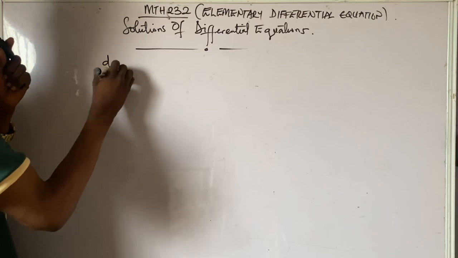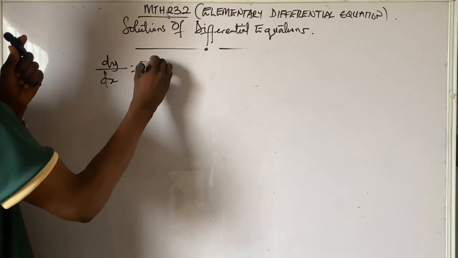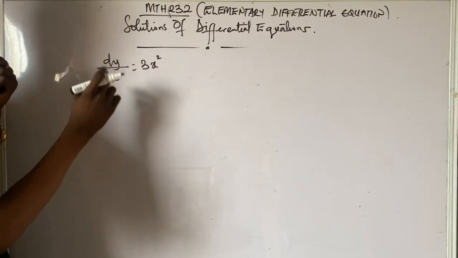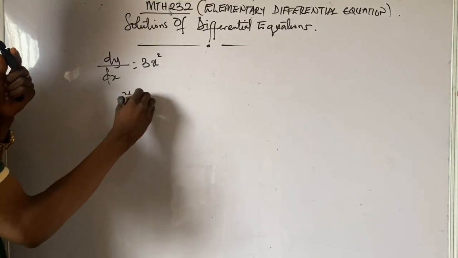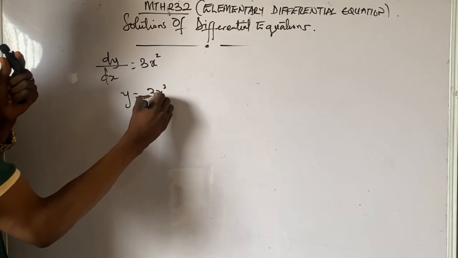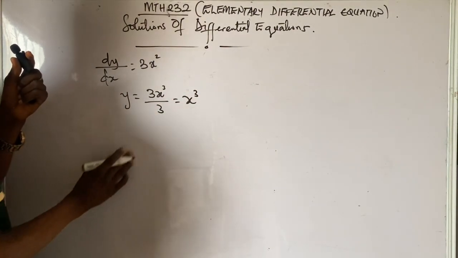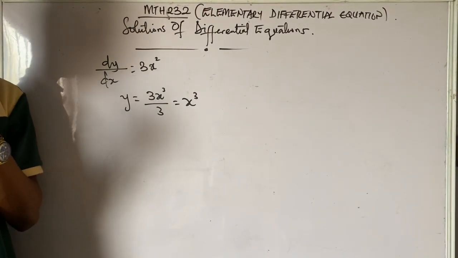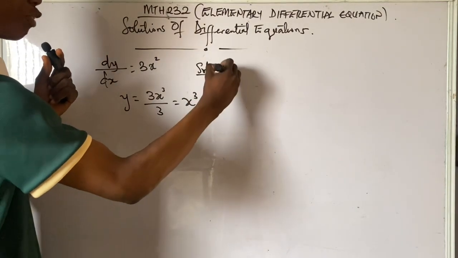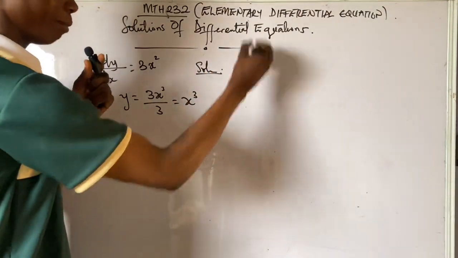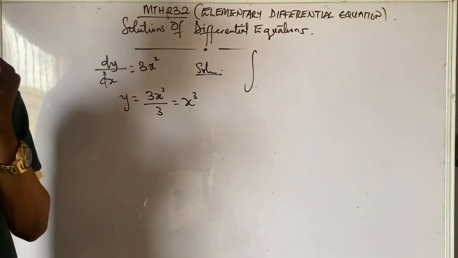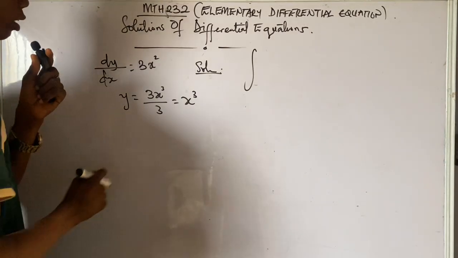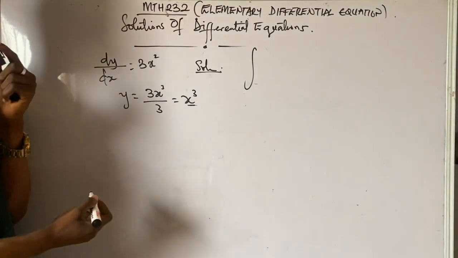This is a differential equation, dy/dx equals 3x squared. It can simply be solved and you get y equal to 3x cubed upon 3, which is the same as x cubed. But it's not always as simple as this. The solution of a differential equation is the same as the integral of that differential. This is simple because we only have the independent variable.